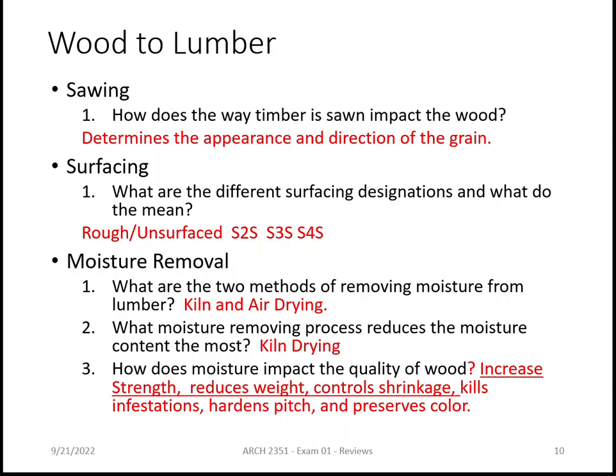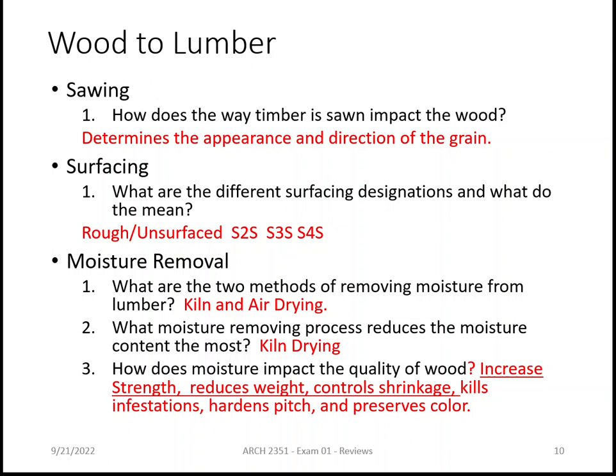Surface 3 sides, surface 4 sides. Most of the lumber that you see in Home Depot is all surface 4 sides. Okay, it's been planed down on all 4 sides. Okay? Moisture removal. The 2 methods of removing moisture, as it says up there, are kiln drying and air drying.